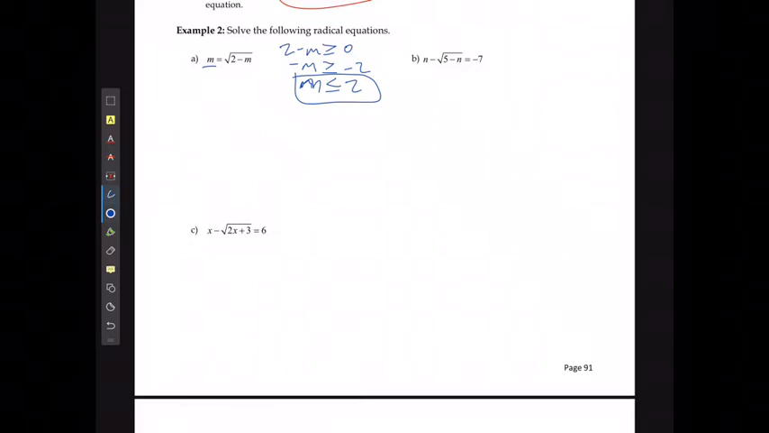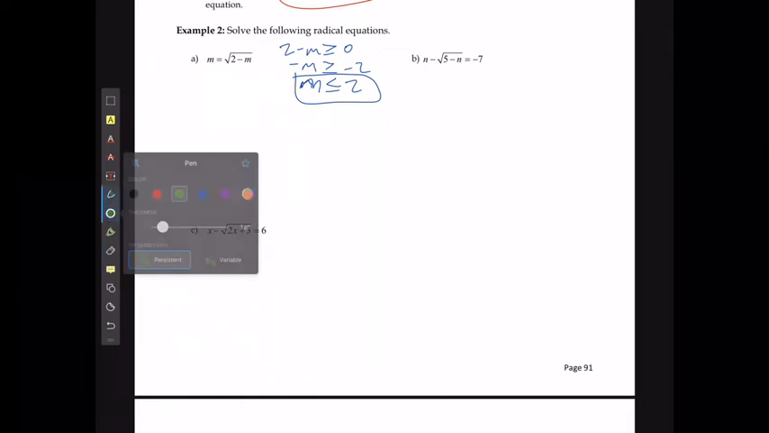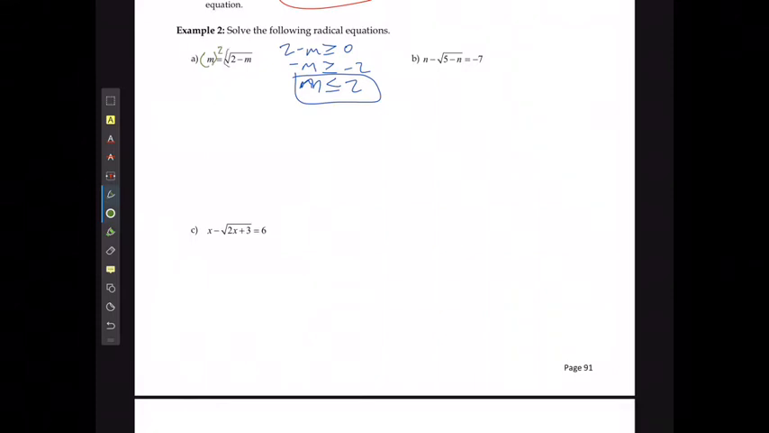Beyond that, the steps are still the same. The radical is already isolated, so I'm going to square both sides. And I'm going to say that m squared is equal to 2 minus m. Well, now I can see that I have a quadratic equation, not a linear equation. So I'm not just going to be able to solve m just by putting it by itself. I'm going to use my quadratics method and move everything to the left side of the equation. m squared plus m minus 2 is equal to 0.